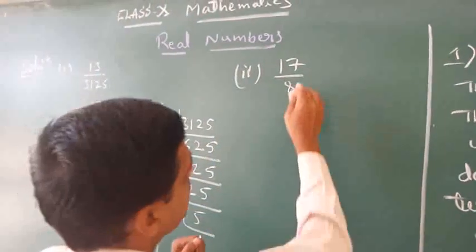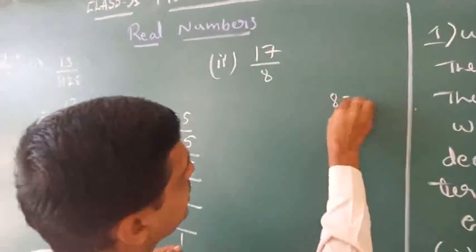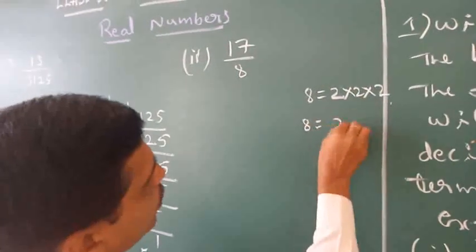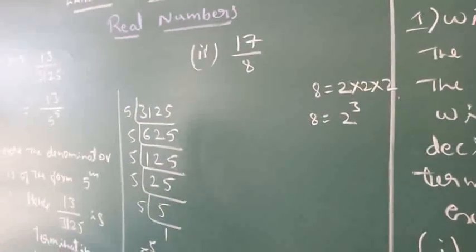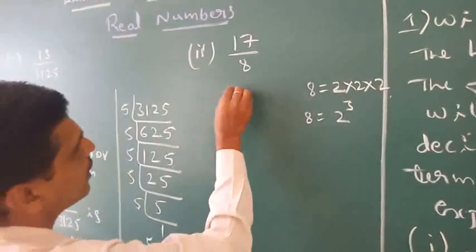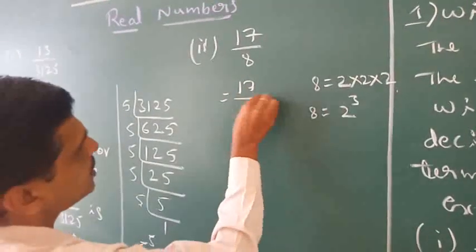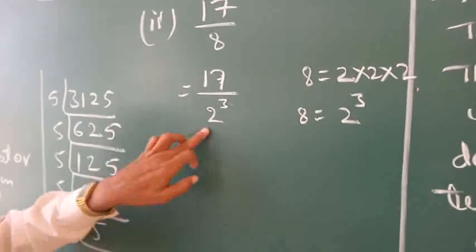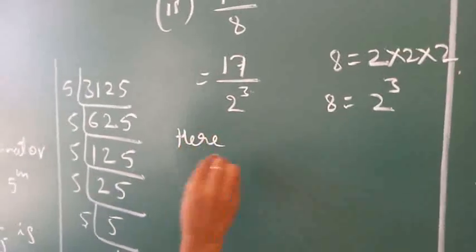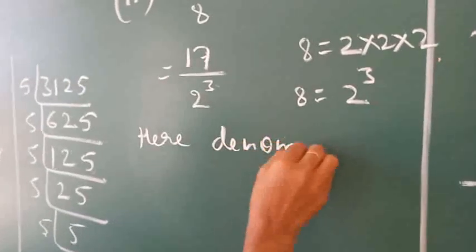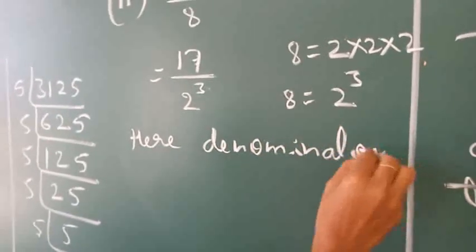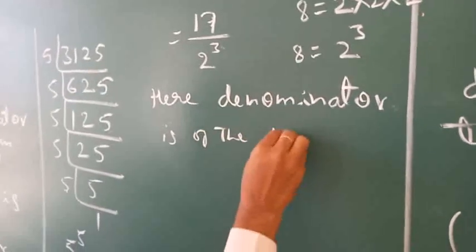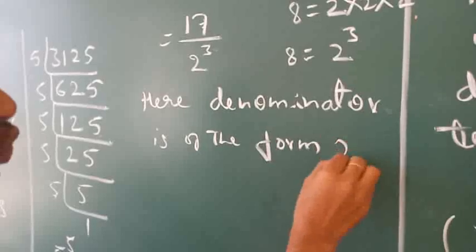In 17 divided by 8, what happened? Already 8 is written as 2 into 2 into 2, so 8 is equal to 2 cube. Because 17 is a prime number, we cannot factorize it further. So therefore your solution is 17 divided by 2 to the power of 3. Now consider here the denominator of the rational number, it is of the form 2 to the power of n.